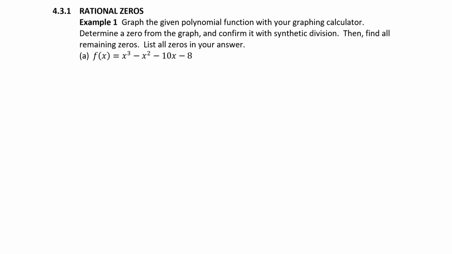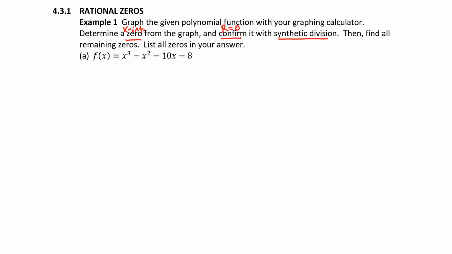Graph the given polynomial function with your graphing calculator. Determine a 0 from the graph. Remember, a 0 corresponds to an x-intercept. And confirm it with synthetic division. That means I'm going to divide it out using synthetic division, and I'm looking for a remainder of 0. Then find all remaining zeros and list all zeros in your answer.